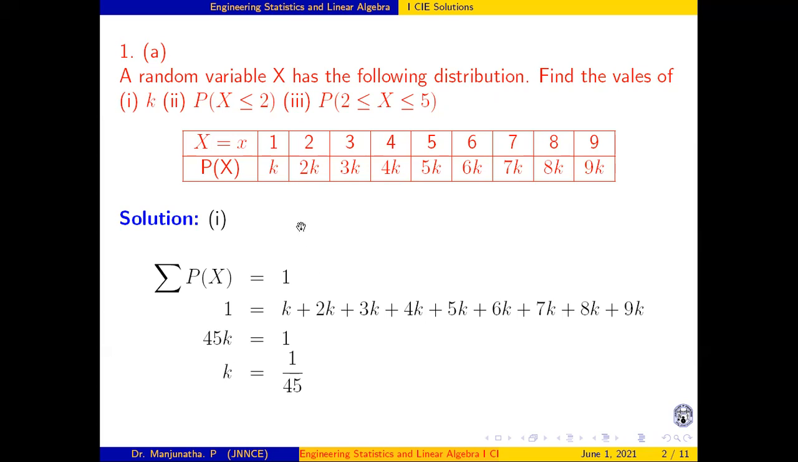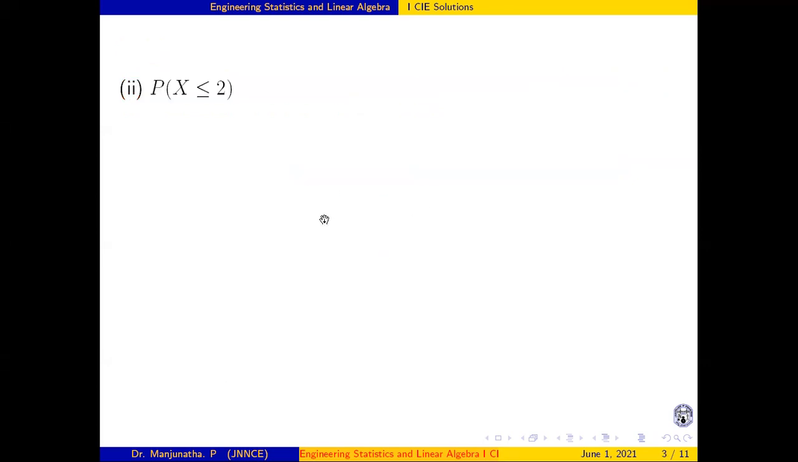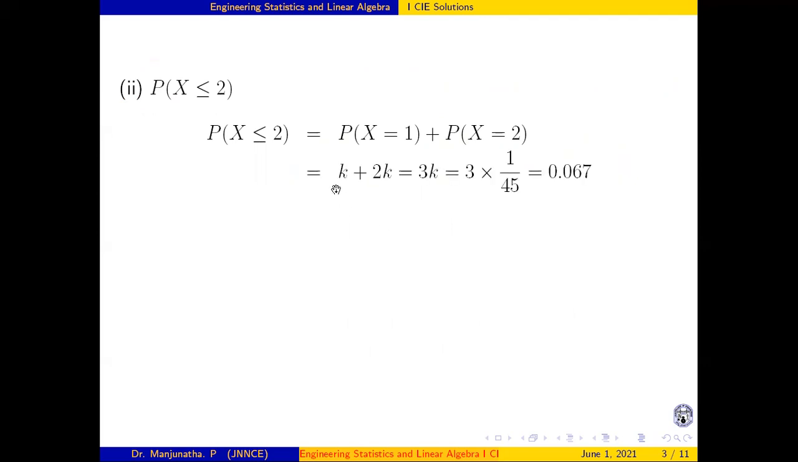Now we will fill in the value of k here, that is 1 by 45. Next we will go for part 2. What is part 2? The probability of x less than or equal to 2 means the probability of x equal to 1 plus the probability of x equal to 2, so that is k plus 2k. It is 3k, so 3 into 1 by 45, and its probability is 0.067.